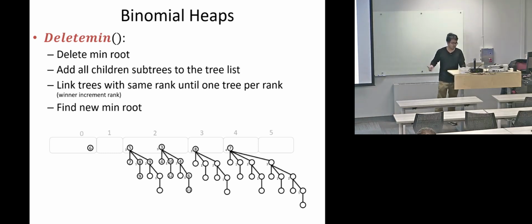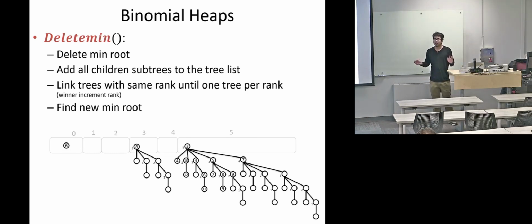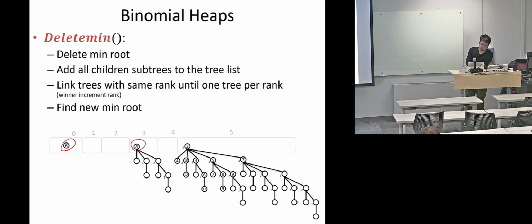So keep doing this until there is only one tree per rank. Yep. Is it at most one tree per rank? At most one tree per rank. Okay, so now you have at most one tree per rank, and then you just look at the roots, and then scan for the minimum guy, and it's here. Okay.